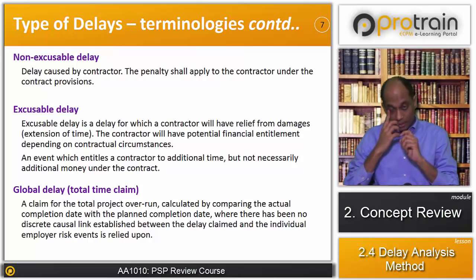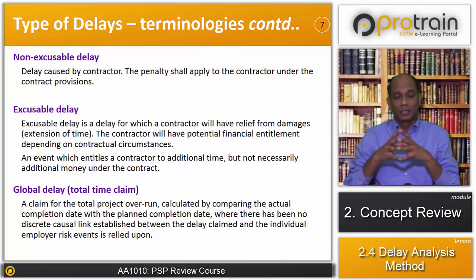Now what is happening? The employer was supposed to provide access to the site on the zero date of the project. However, the employer failed to provide access to the site on the zero date. Therefore, the project completion date is shifted, say by 1 month. That is called a global delay, which fully delayed the project. Opposite to global delay will be local delay, which we are going to talk about in the next slide.